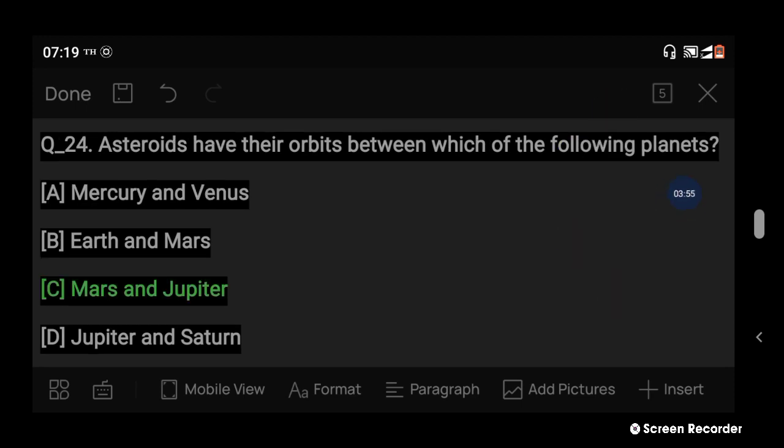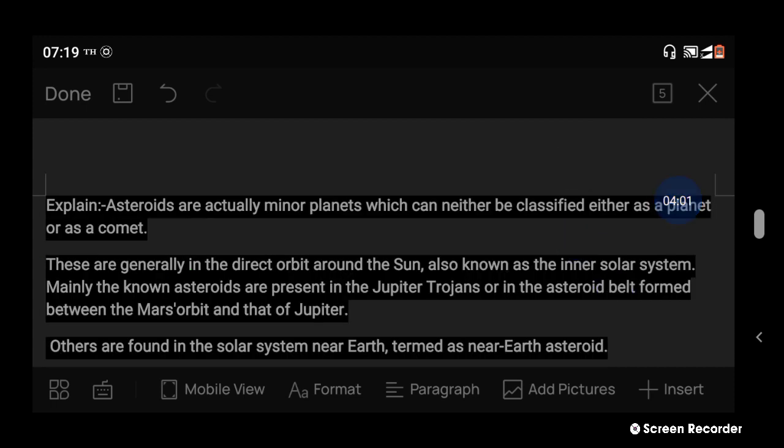Number C, Mars and Jupiter. Asteroids have their orbit between these planets. Question 24 explanation: Asteroids are actually minor planets, which can be classified neither as a planet nor as a comet.